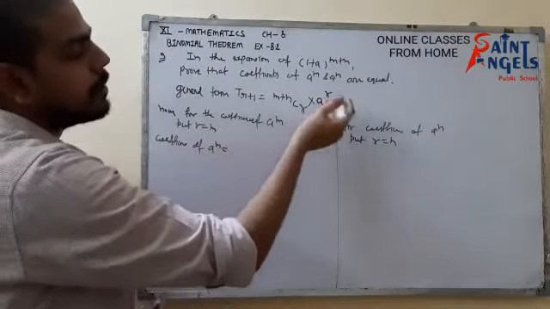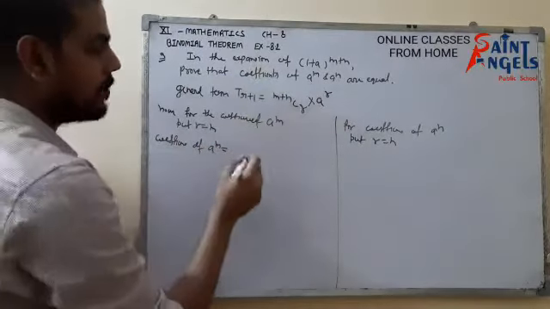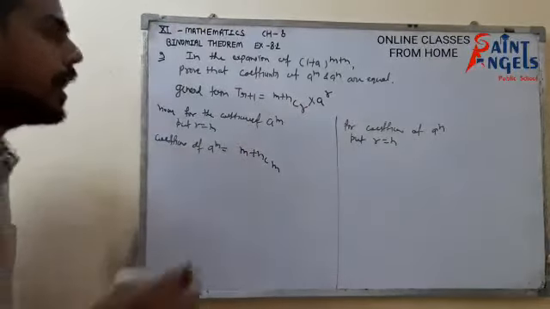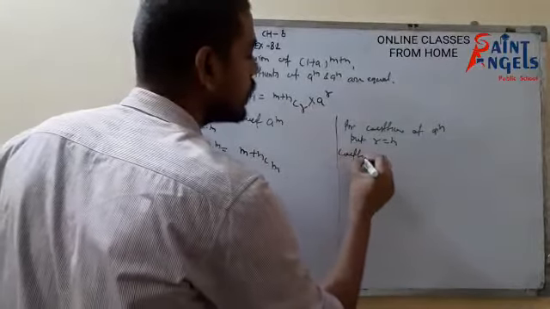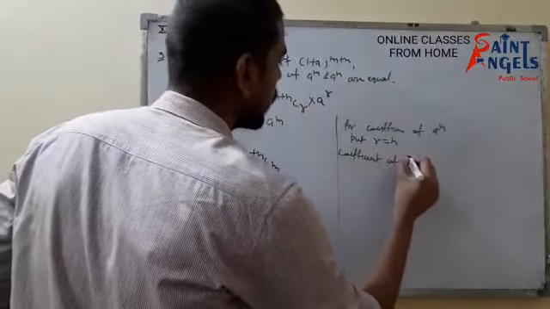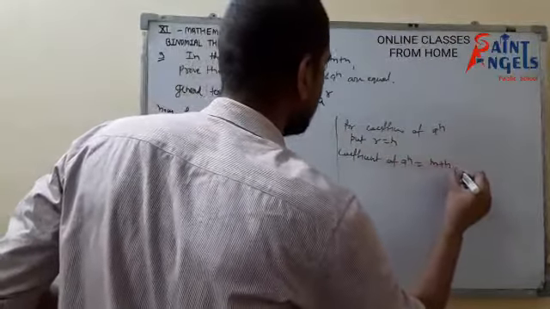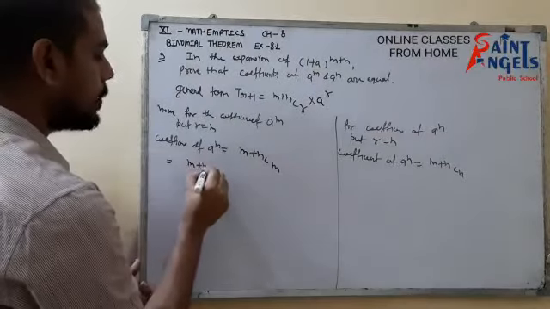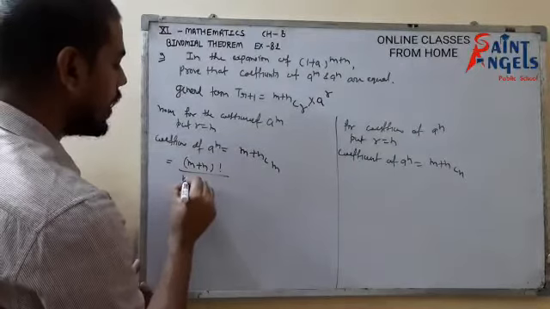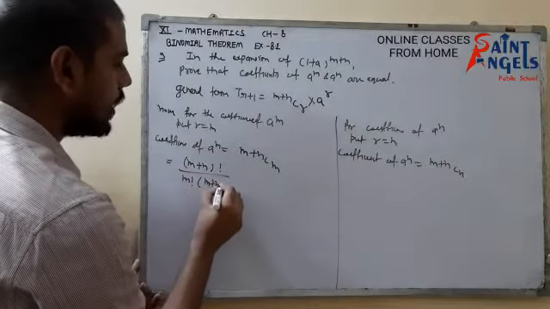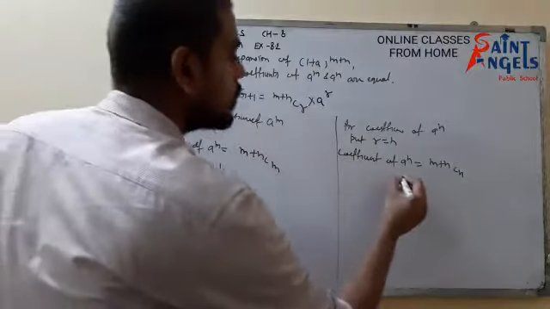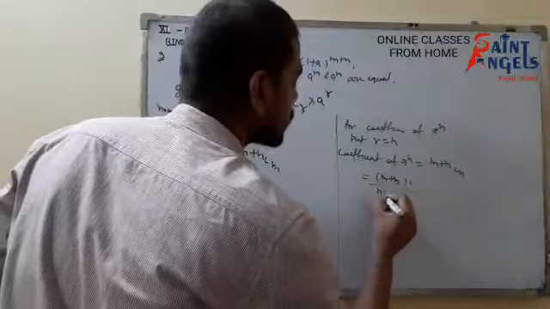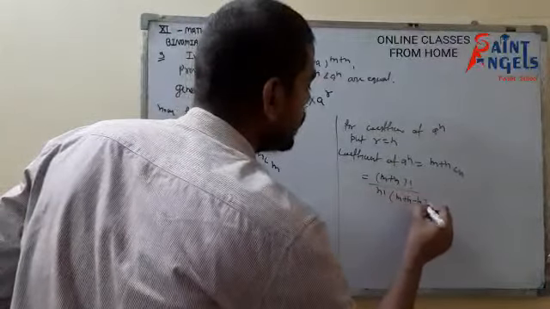Beta, when we put r equals m, then the coefficient would be what? (m+n)Cm. Because at the place of r I have put m. And the coefficient of a^n would be (m+n)Cn. Now solve it. We all know the formula: (m+n)! upon m!(m+n-m)!. Similarly here it would be (m+n)! upon n!(m+n-n)!.